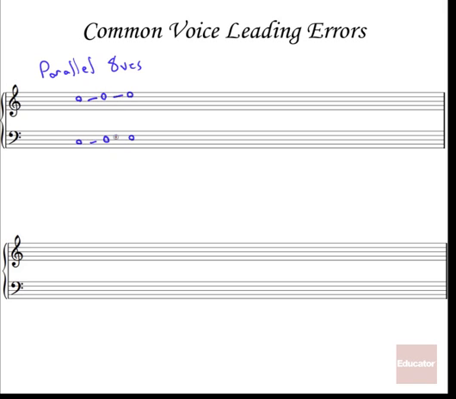Of course, it's easy to spot in two voices, but we'll be looking for this error when we're dealing with our four-voice chord connections. So this is parallel octaves. And similarly, we want to be careful of parallel fifths. Of course that would look something like this, maybe.